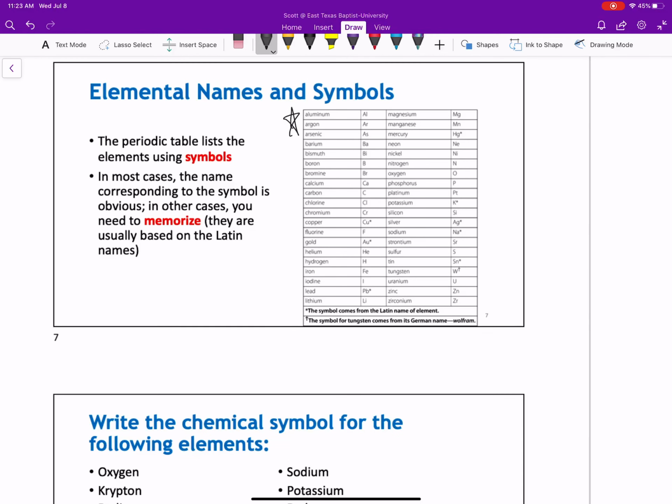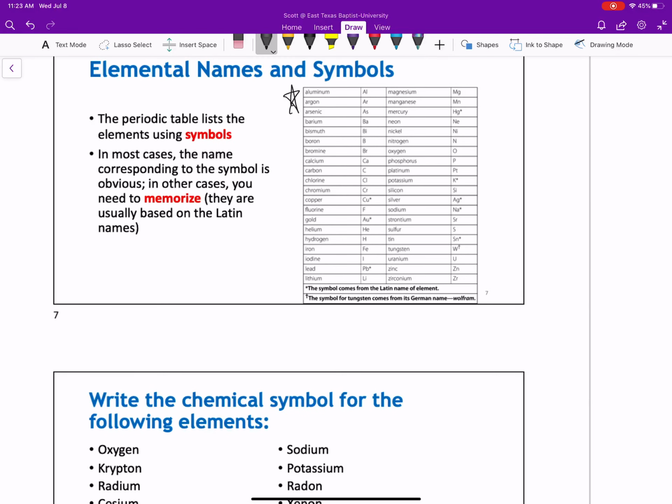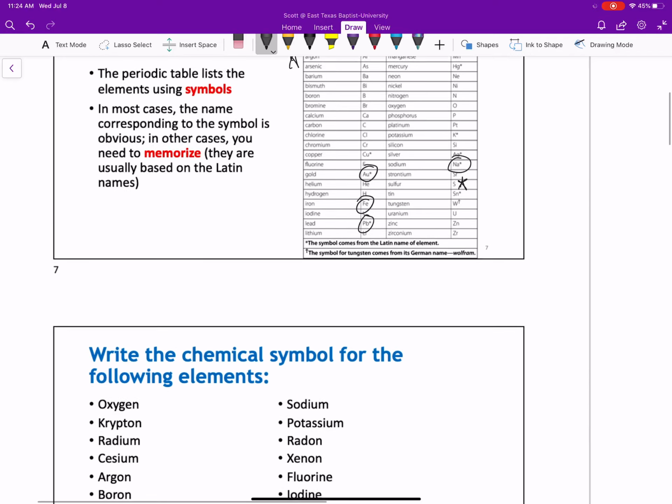Now, of course, you don't have to commit these to memory, but some of them are a little bit trickier. Gold, you would think is G or GO, but actually it's Au, which is the Latin name of the element. And lead is Pb and iron is Fe, so on and so forth. Sodium is Na, so don't get sodium and sulfur confused. Sulfur is S, sodium is Na. Potassium is K, but P is actually phosphorus. So you're going to want to get used to this and get skilled at knowing these things.